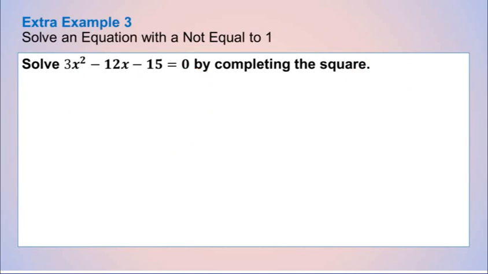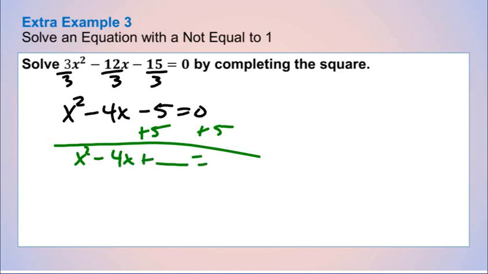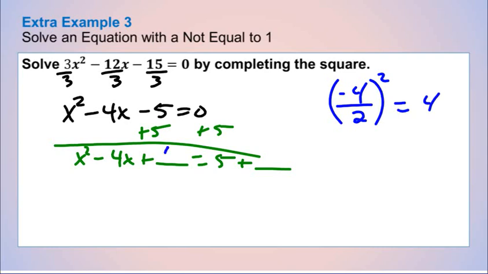Next example, divide everything by 3 so I can complete the square. So now I'm left with x squared minus 4x minus 5 equaling 0. I'm going to add 5 to both sides. So now I have x squared minus 4x plus blank equaling 5 plus blank. To complete the square, I take my b, negative 4 divided by 2 is negative 2. Squared will give you 4. So now I have x minus 2 squared equaling 9.